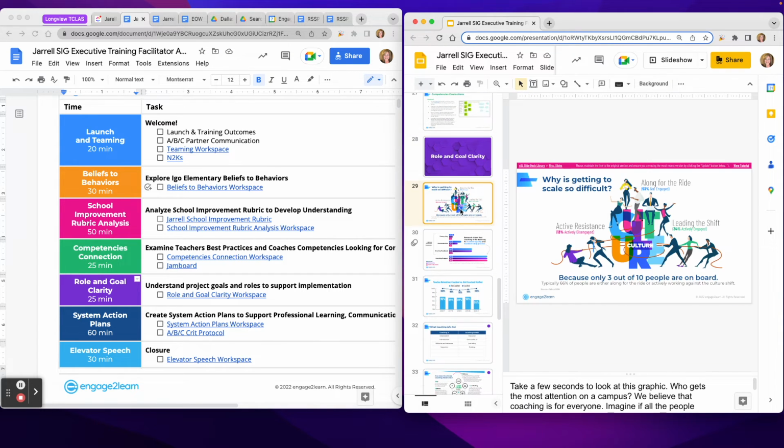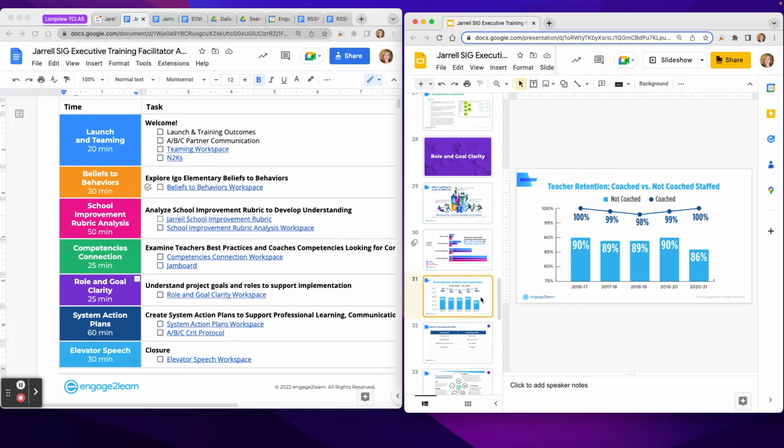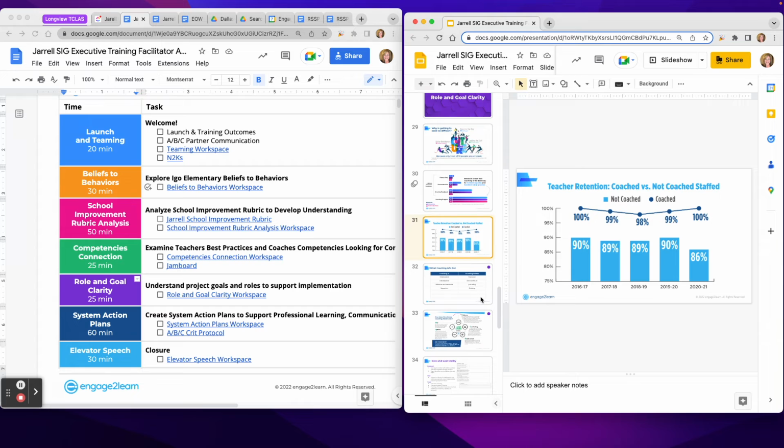And this is where Julie decided that this was a great place to put in information about changing the culture on a campus and what the work of E2L is going to do to support these administrators as they implement the school improvement rubric and the school improvement grant. And so I'm sure you've seen this slide before about changing culture on a campus and the impact of coaching support, what that can do to change classroom practice and to impact teacher retention.